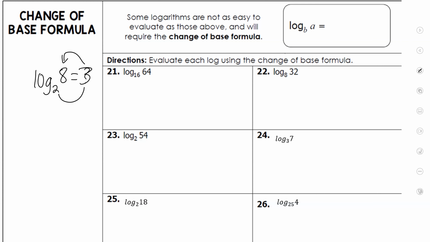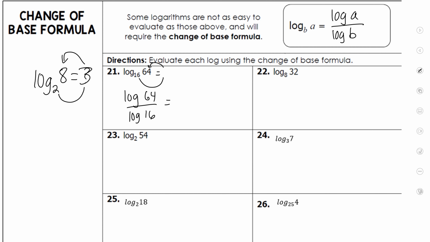But sometimes we'll get stuff like this. We don't know what 16 to what power would give us 64. So when we don't know this, what we're going to do is log of 64 over log of 16, and whatever that answer is is what the exponent would have to be to get 64. So the formula for change of base is log A over log B.